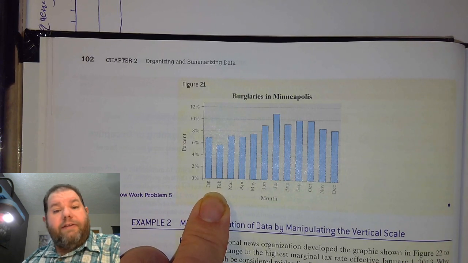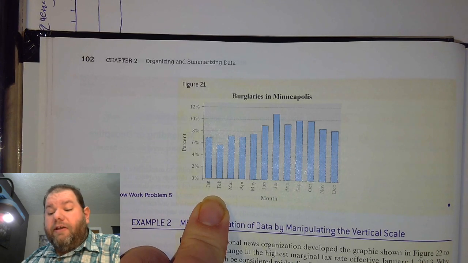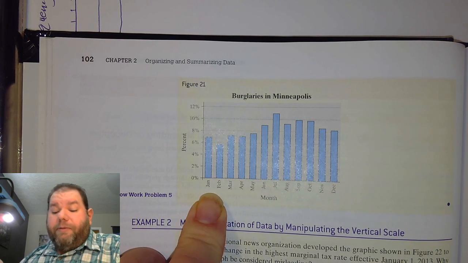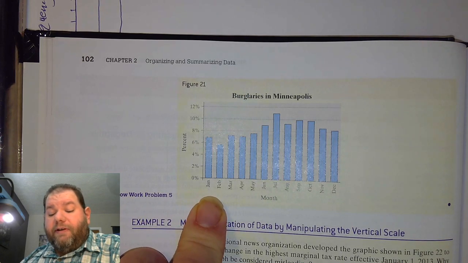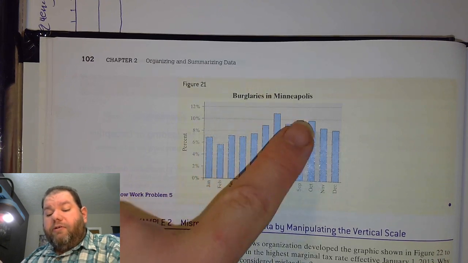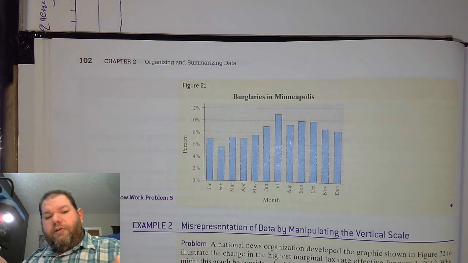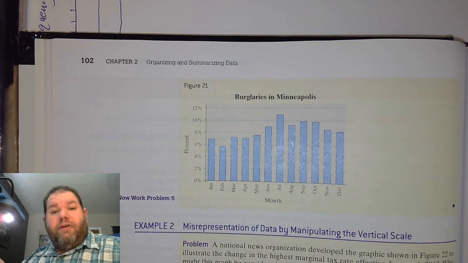Crime, I guess, is less likely to happen when you're freezing to death. Anyway, maybe not, but apparently in Minneapolis that's the case. But basically warmer weather, more activity; colder weather, less activity. That's what they're basing on here.